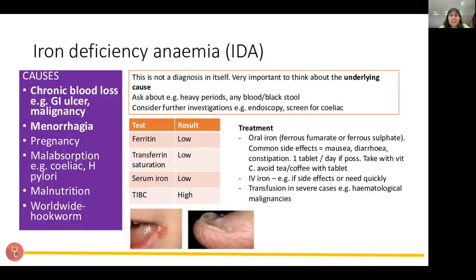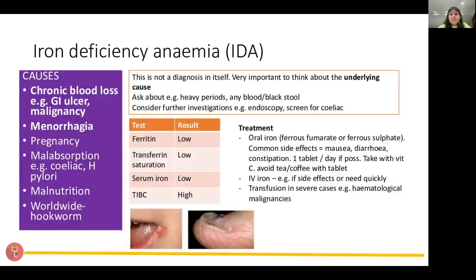And we used to give people a tablet 3 times a day, but most trusts have now moved to saying that 1 tablet a day is sufficient, because that's just much better tolerated in terms of the GI side effects. And also people tend to tolerate fumarate better than sulfate, but fumarate is more expensive, which is why people sometimes won't be happy to give it.